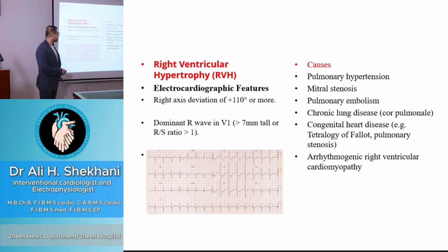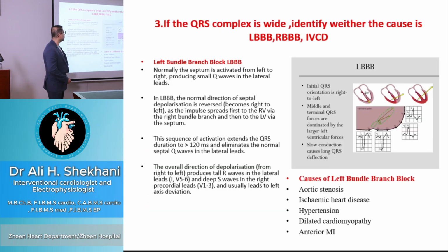Right ventricular hypertrophy is the same, but the changes are mainly in V1 and V2. As I told you, V1 and V2 represent the right side of the heart. And of course, we have several causes for each of them. And this is very important: we have bundle branch block, we have left bundle, we have right bundle, we have intraventricular conduction delay.